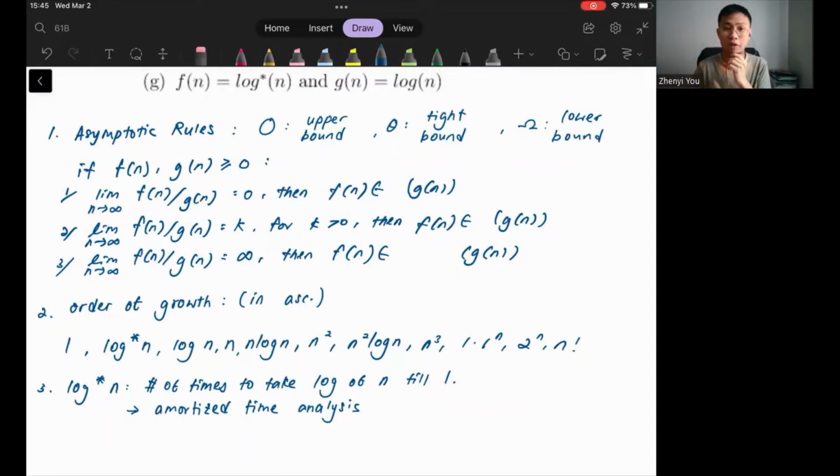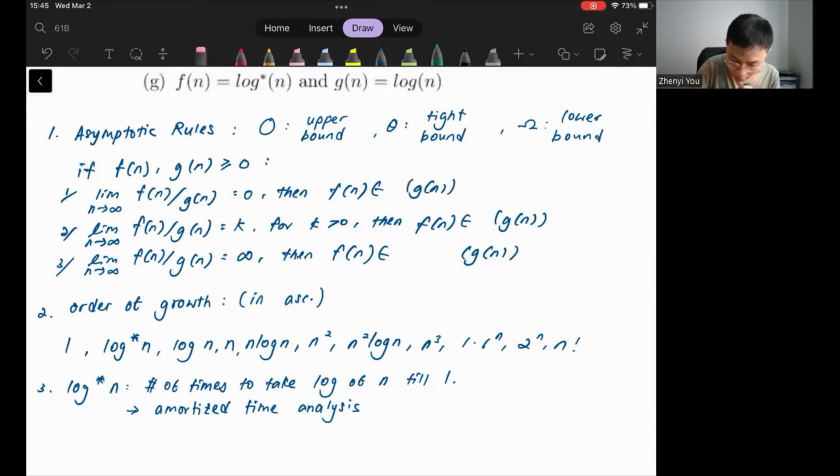Suppose you have f of n and g of n that have outputs larger than or equal to 0. If you take the limit of f of n over g of n with n going to infinity, and you get an output of 0, this means that f of n is growing much slower than g of n. This means that the order of growth of f of n can be asymptotically upper bounded by g of n, which translates to a big O bound.